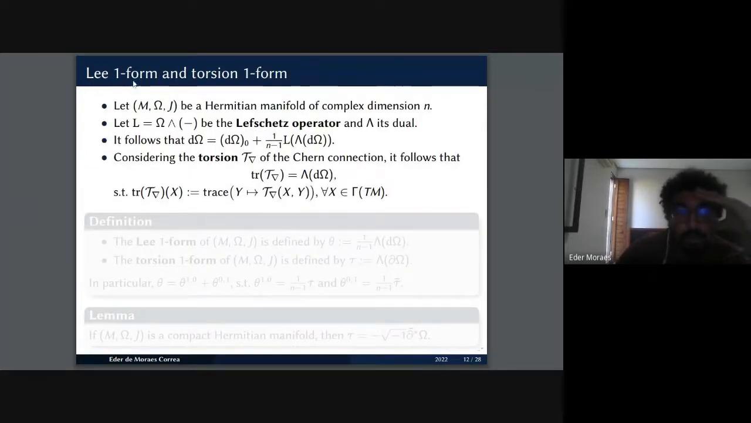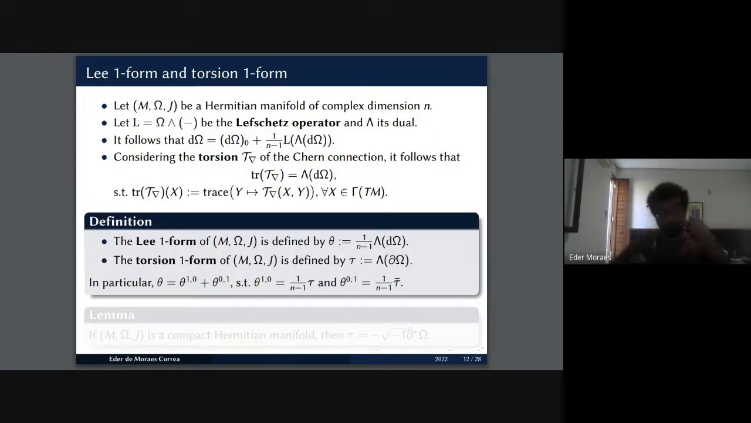Okay, so in order to define the Lie form and the torsion form, let's recall that we are working with a Hermitian manifold of complex dimension n. I will denote by capital L the Lefschetz operator, and by capital lambda its dual. So it's a classical result. We have this decomposition for the derivative of the fundamental form. So here is the primitive part of the decomposition, right? If we consider the torsion associated to the Chern connection, we can define this one form by taking the trace of the torsion, right? So it's related to the capital lambda applied to the derivative of the fundamental form. From this, we have the definition.